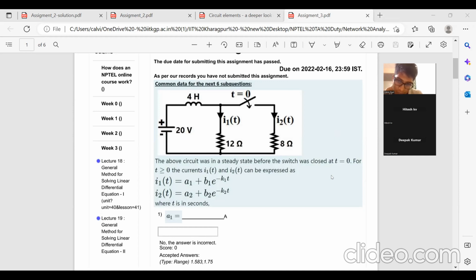So you know the initial value of this. Then you will be closing the circuit at t equal to 0, and there's a resistor over here.